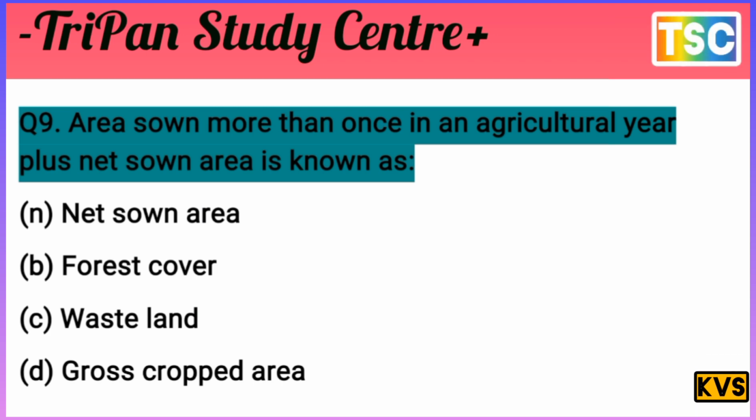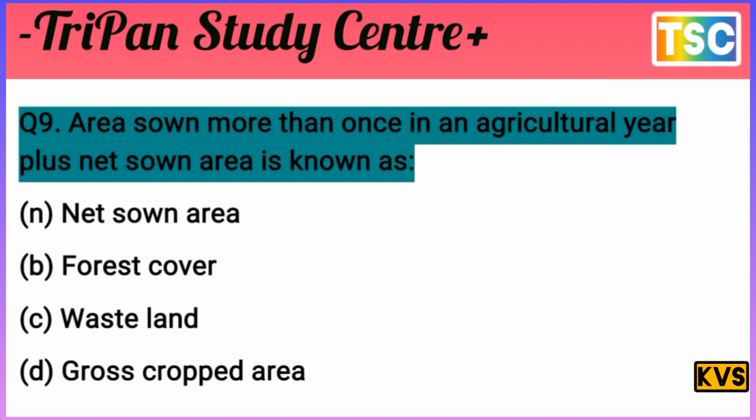First of all, I give you a few seconds to test your knowledge. You must have a thought of your answer. Let's see what the answer to this question is. You know that the elimination method is most applicable to this question. First of all, net sown area is eliminated here. And forest cover is not an applicable answer here. And also wasteland is not suitable for this answer. But gross cropped area, that's the important answer. The answer here is D, gross cropped area, that's important.